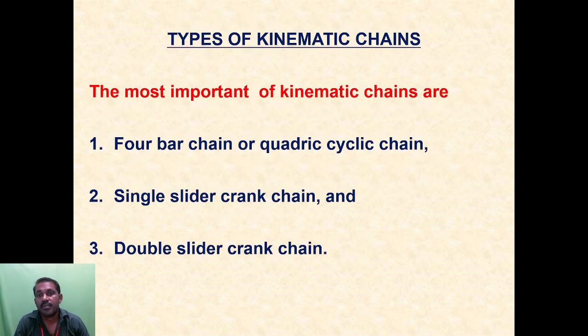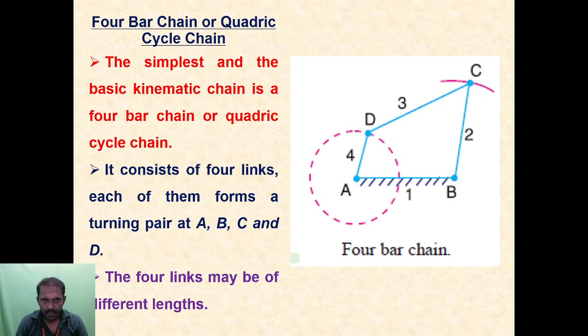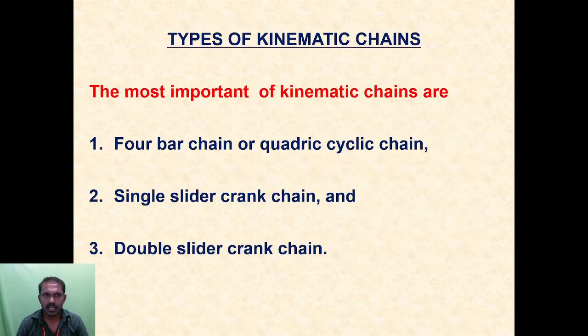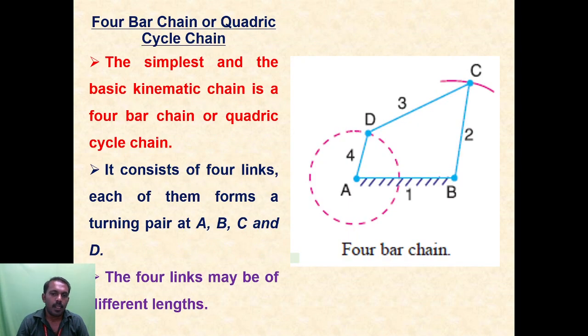Next, the types of kinematic chain. We already discussed the kinematic chain. Now we will discuss the types of kinematic chain. There are 3 types of kinematic chain: one is the 4-bar chain, another is the single slider crank chain, and the third is the double slider crank chain. Now I will explain the first, the 4-bar chain.